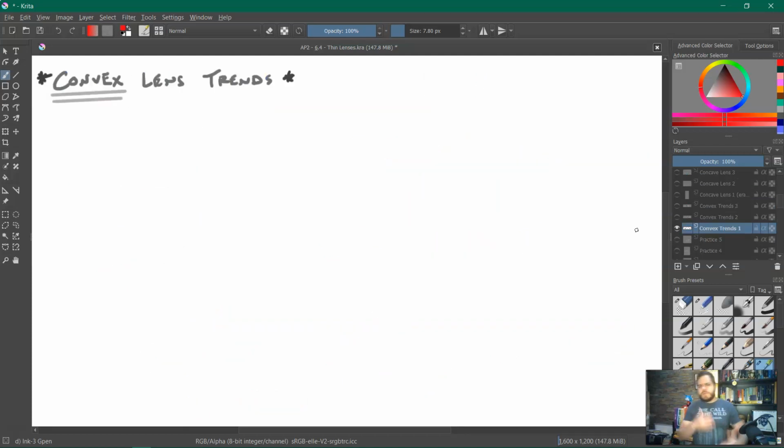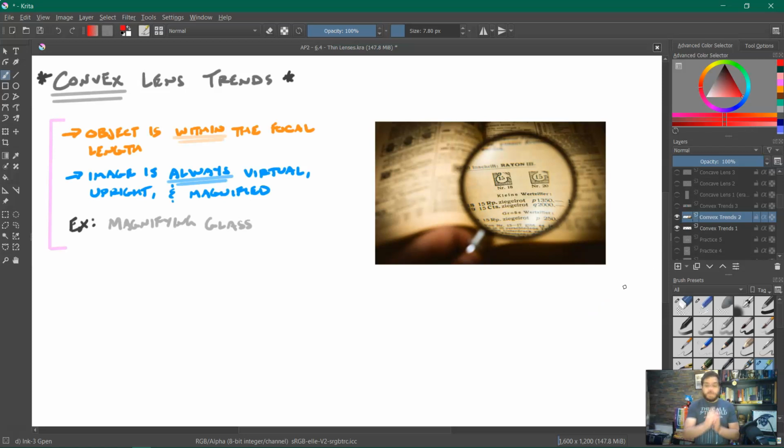So let's go ahead and notice a couple of trends we've already seen with these convex lenses because they're going to be pretty universal. Now you don't have to memorize these, but it's good to at least keep them in mind. So when the object is within the focal length of this convex lens, the image will always be virtual, upright, and magnified. Meaning that we will always get a bigger image than the object actually is. And this is actually basically the principle of how a magnifying glass operates.